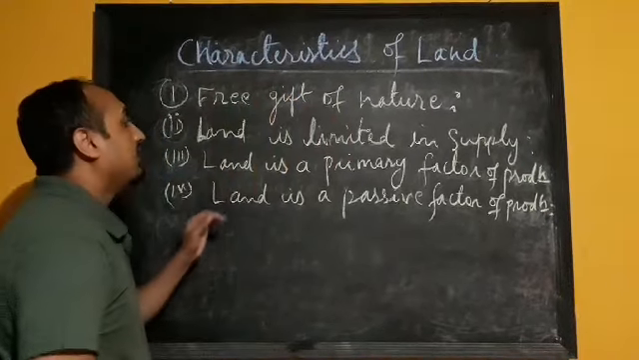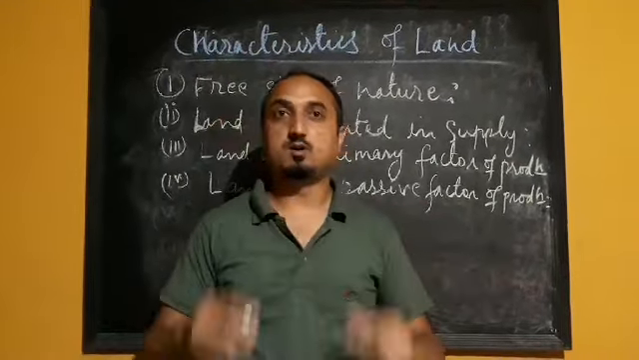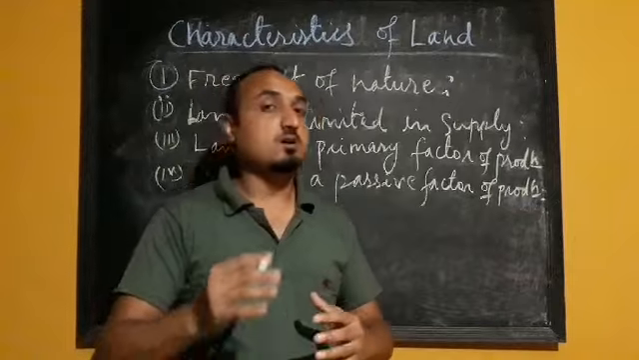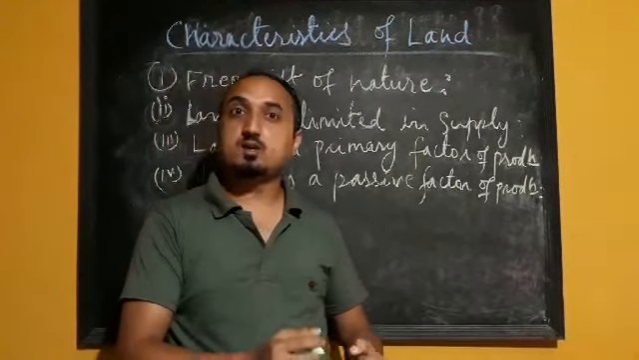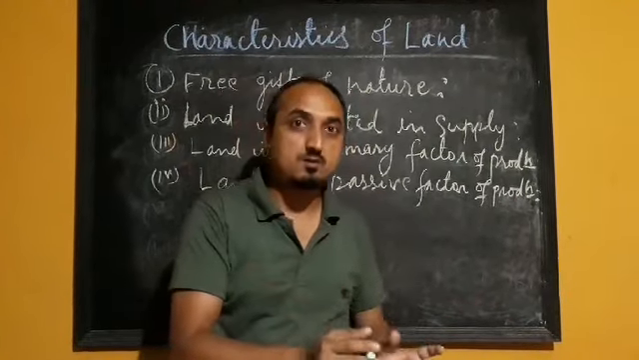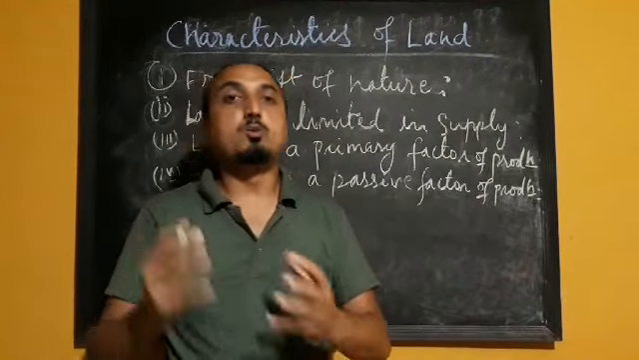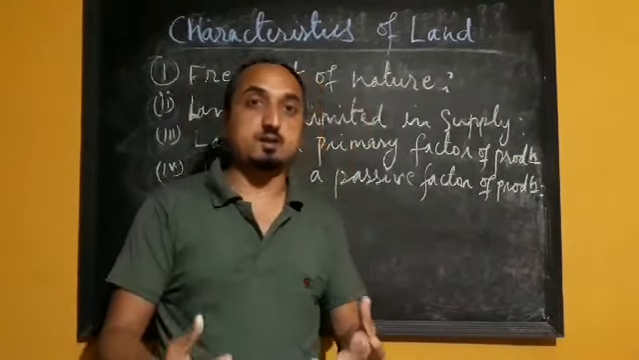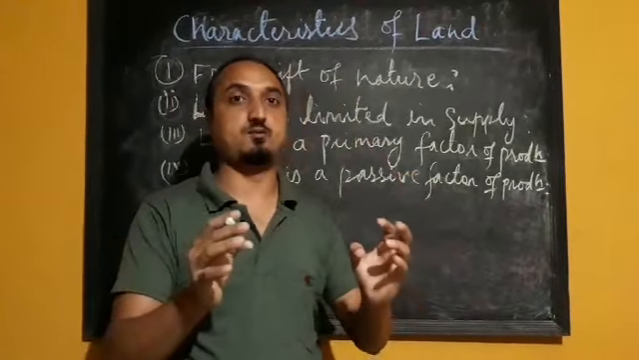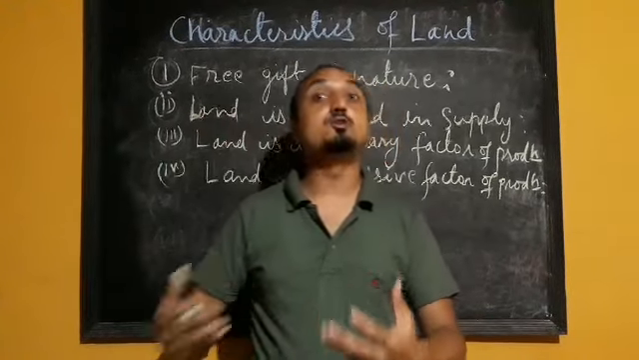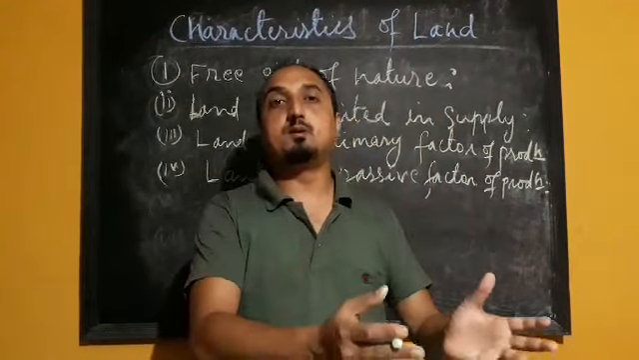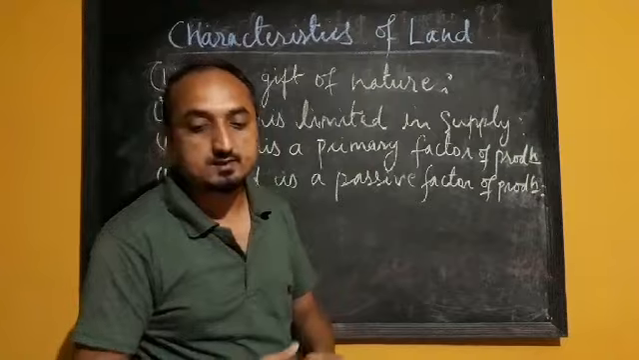Next, the characteristic we have is that land is a passive factor of production. Why is it called a passive factor of production? Land is a passive factor of production because land cannot produce by itself. In order to produce anything on that land, at least the services of labor and capital are required. Without the help of labor or machinery, we will not be able to produce on that land. So in a simple way we can say that land cannot produce by itself. In order to produce anything on that land, the services of labor, maybe the services of capital, etc. are required.